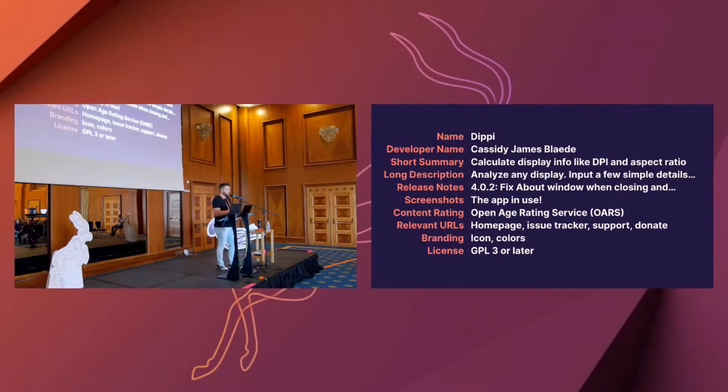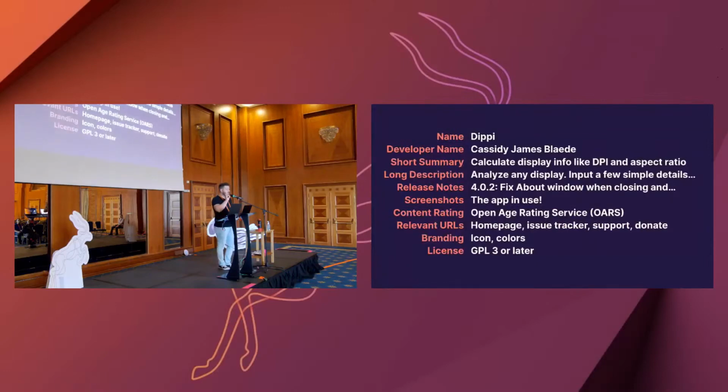And then you can also provide relevant URLs. So I have links to the homepage, the issue tracker, support, donate, and app stores again can take those things. They can just put them in a list of URLs if they want, or they can actually put a donate button up at the top next to an install button, or integrate that more into the flow, which is really interesting. And then branding.